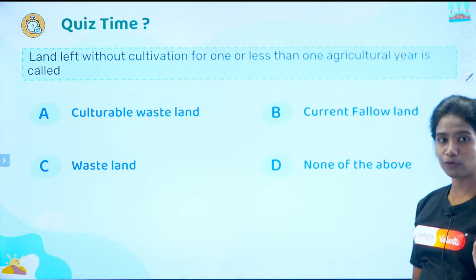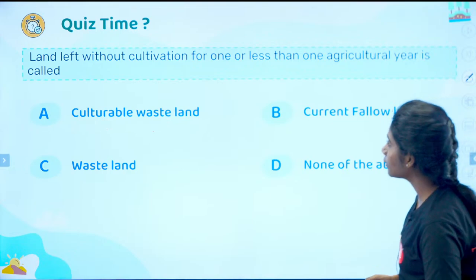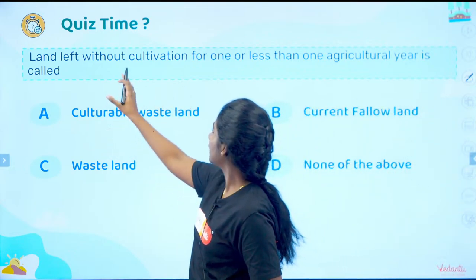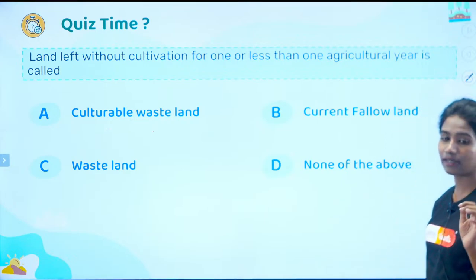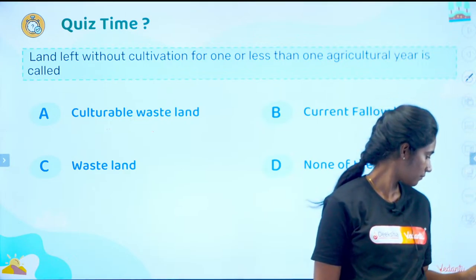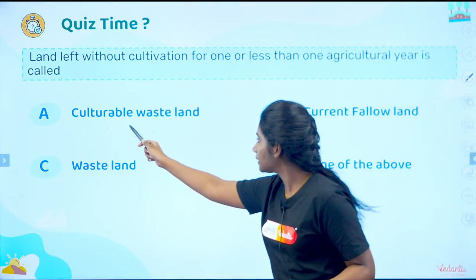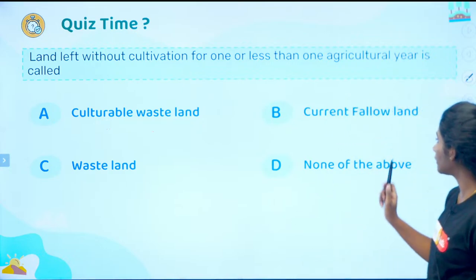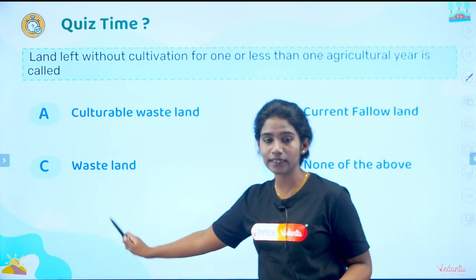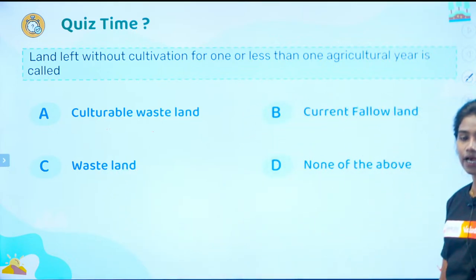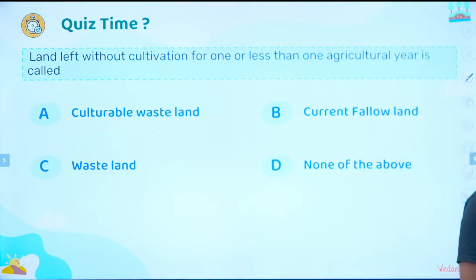So, now I have a quiz for you all. I want you all to answer these questions. Okay. So, the first question is, the land left without cultivation for one or less than one agricultural year is called as, any guesses? Option A says culturable waste land. Option B says current fallow land. Option C says waste land. And option D says none of the above. So, let me see how many students are there. I want you all to answer.